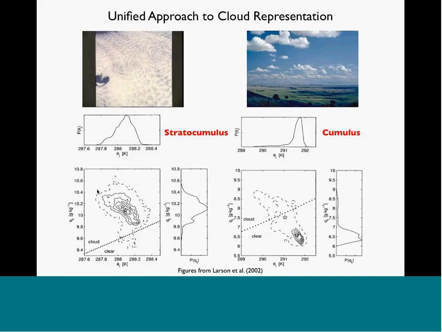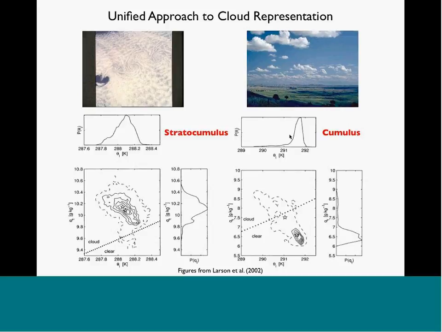So let's just give one more example of what the PDFs look like. This is for a stratocumulus cloud. This is a cross-section. Well, this is one particular plane in the three-dimensional PDF showing the total water and liquid water potential temperature here. This is the line that divides the cloudy points from the clear points. And you can see that for stratocumulus, nearly all the points are in the cloudy region, and you have a fairly symmetrical distribution.